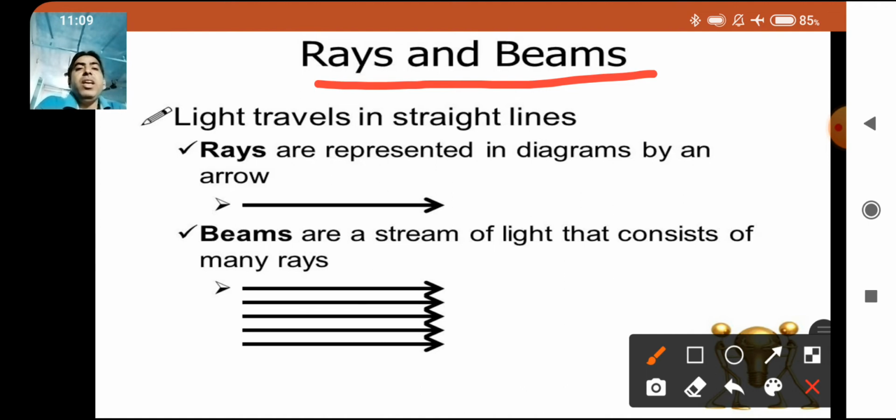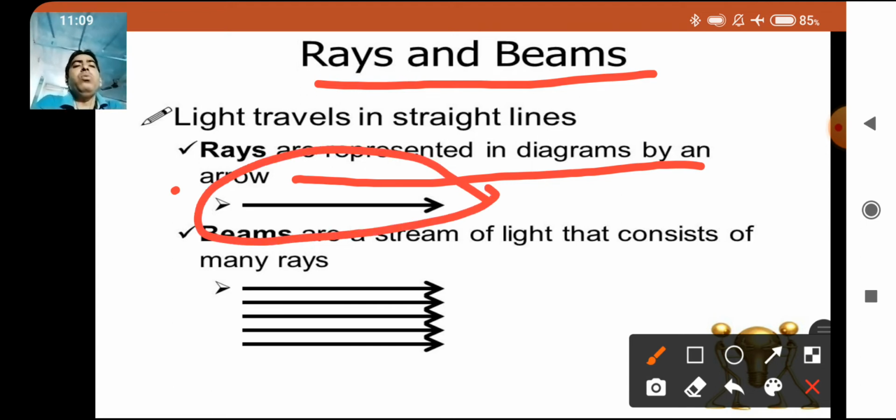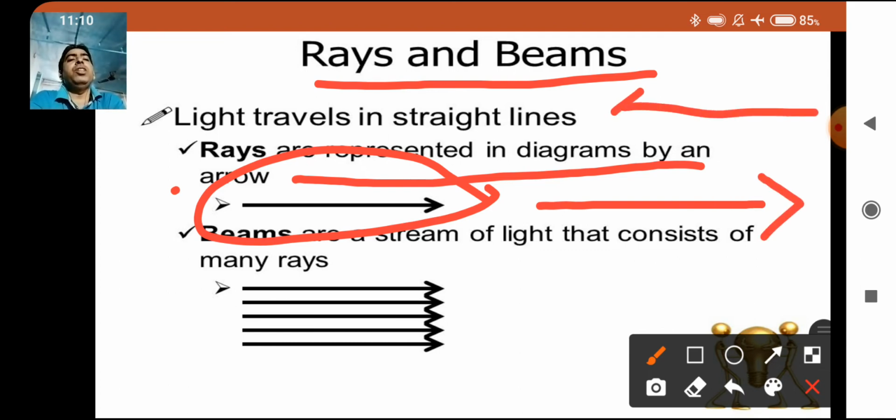What is a ray? A ray is represented in the diagram by an arrow. Here you can see the arrow. This arrow shows the ray. And what is a ray actually? A ray is a line with an arrow, and the arrow shows the direction in which the light is traveling. You can see here the light is traveling in this way, so the arrow is given in this way. If the light travels in the opposite direction, the arrow will show like that.